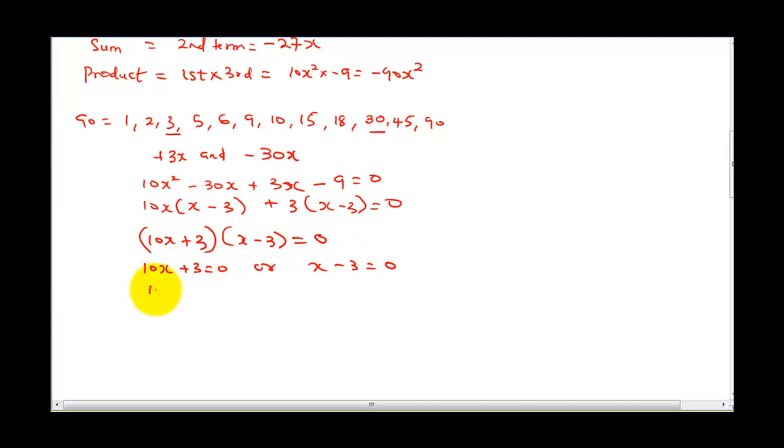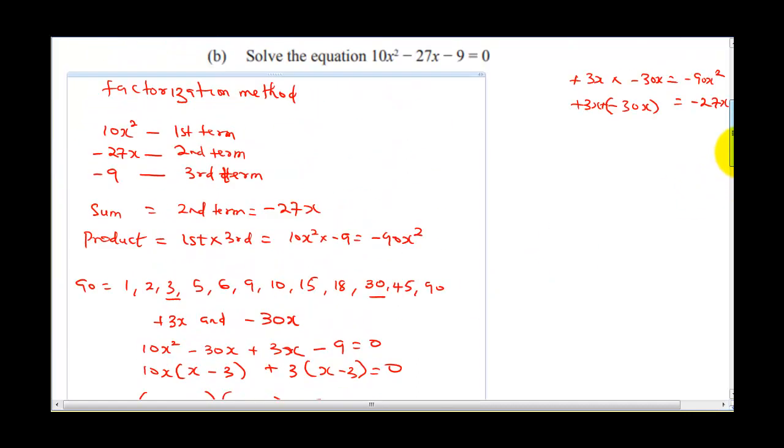So this is going to be 10x is equal to minus 3, and x is going to give us minus 3 over 10. Or you have x equal to 3. So this is going to be either, you can say it's minus 0.3 or 3. So this is our final answer.